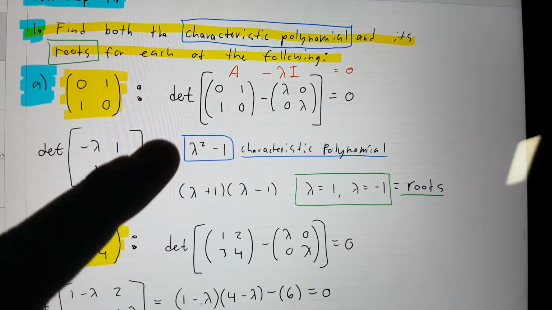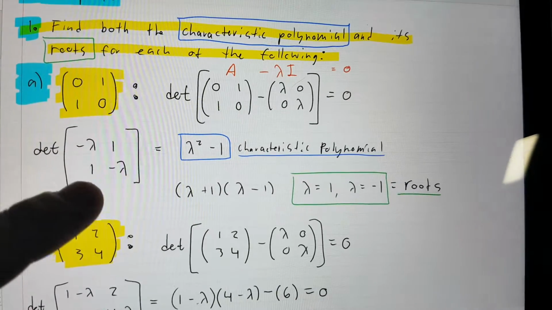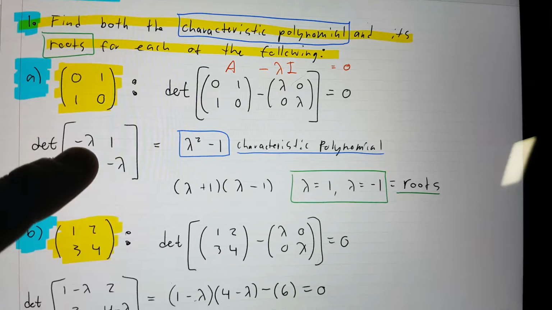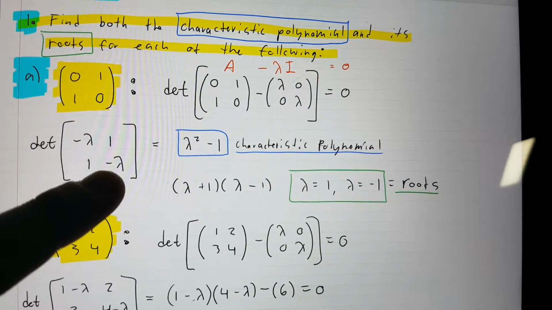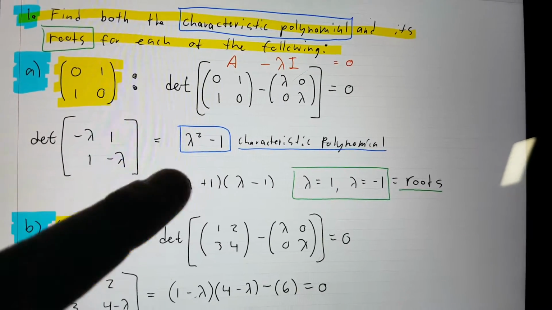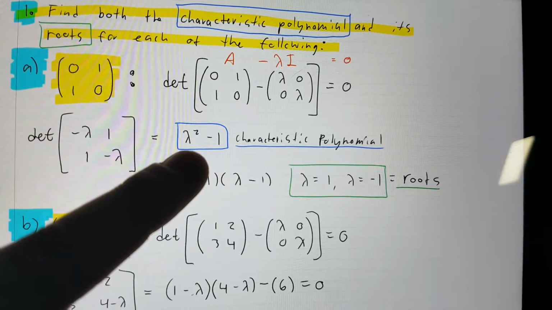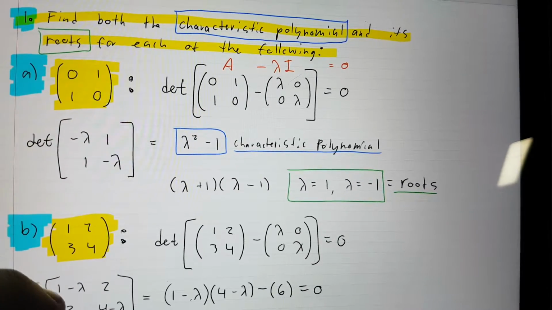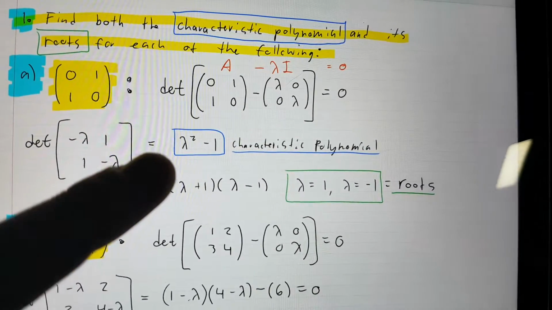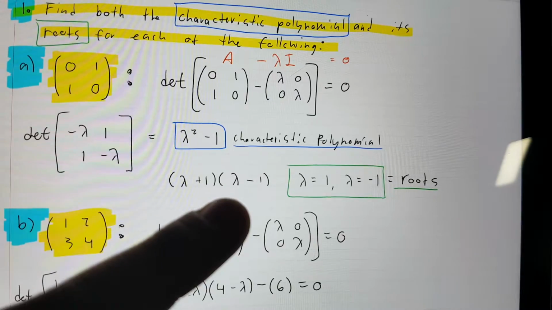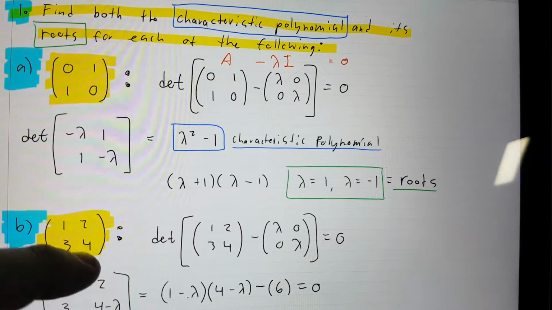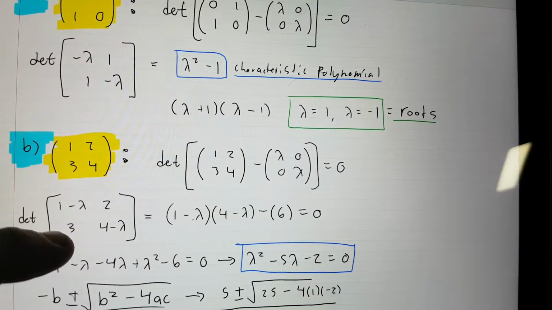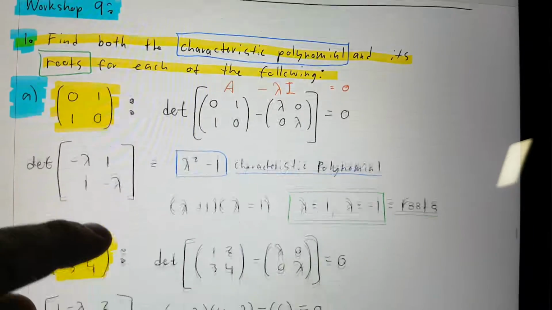So I go ahead and compute that. I get this matrix. I take the determinant of that. That's going to be negative lambda times negative lambda minus 1 times 1. So that's going to give me my characteristic polynomial. That's what this guy is. And then I can just split this up, go ahead and solve for my roots. So I get lambda equals 1 and lambda equals minus 1. So that's all it wanted in that question.